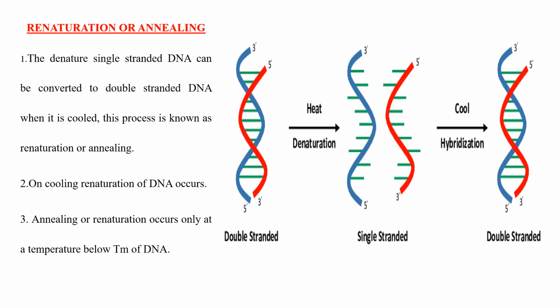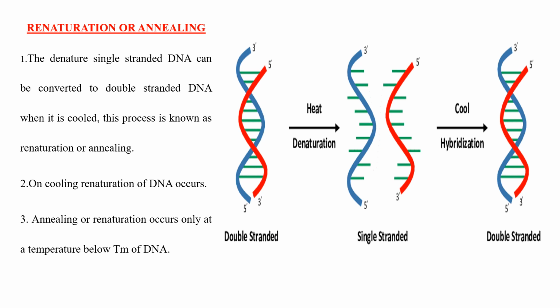Let's see about renaturation or annealing of DNA. The denatured single-stranded DNA can be converted to double-stranded DNA when it is cooled. This process is known as renaturation or annealing. On cooling, renaturation of DNA occurs. Annealing or renaturation occurs only at a temperature below the Tm of DNA.